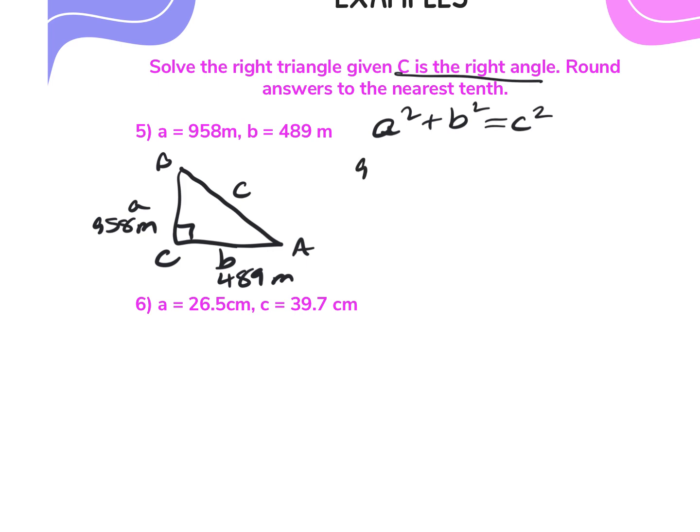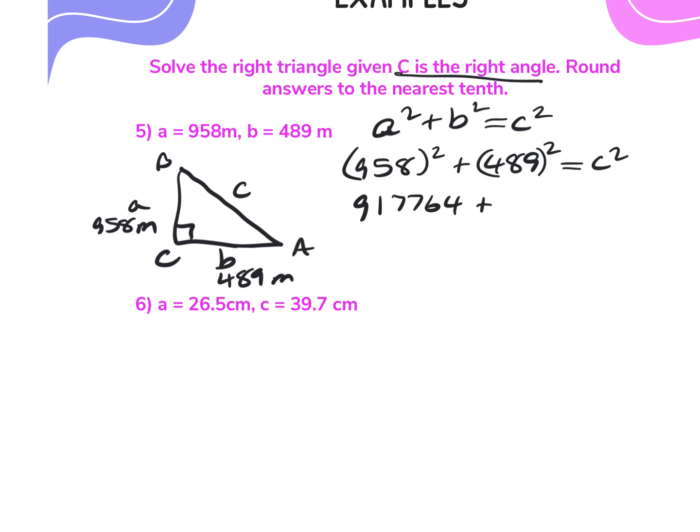So a is 958. You're going to square it. Then 489, square it. You don't have to put parentheses. It's not negative or anything. Once you square that, you get 917764. And then 489 squared is 239121. You have to add that, and then you're going to square root it.